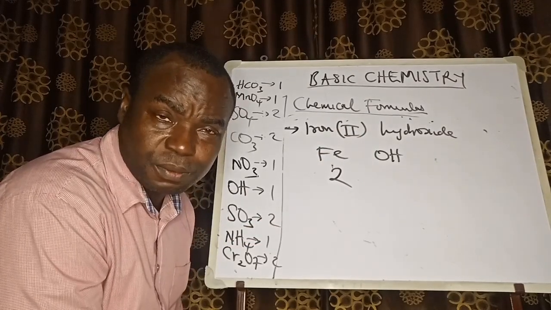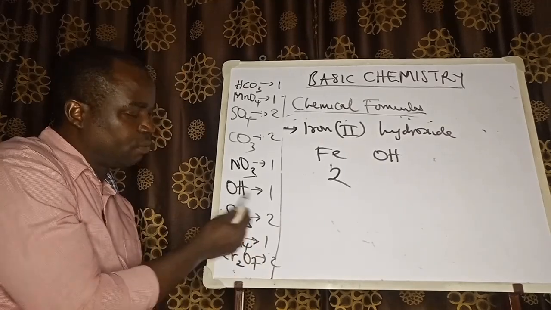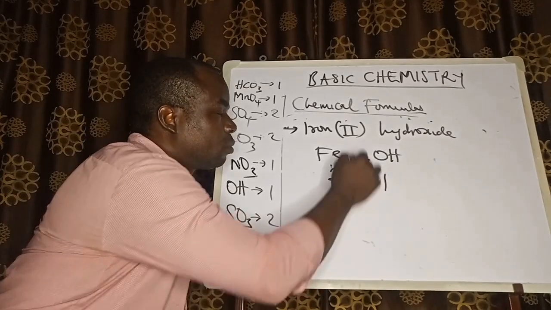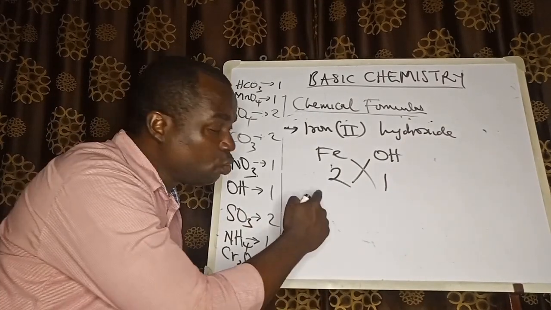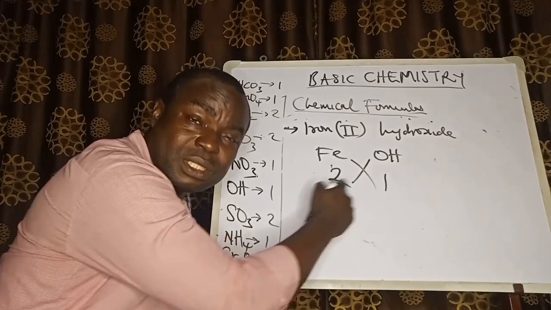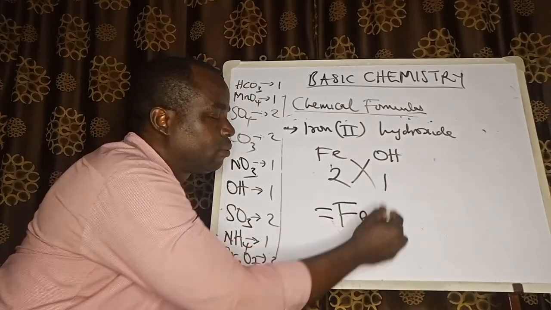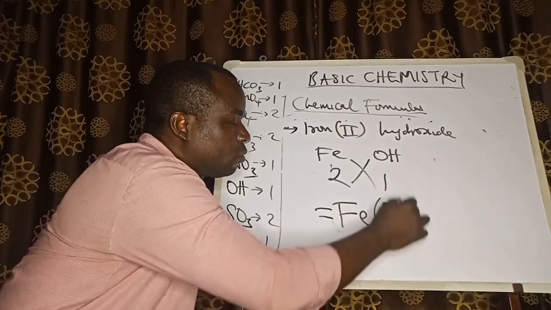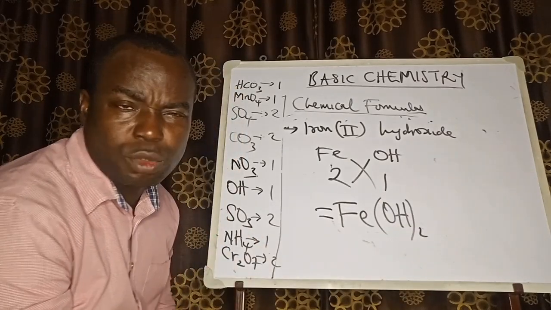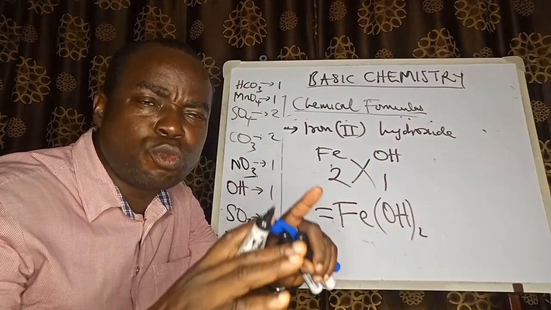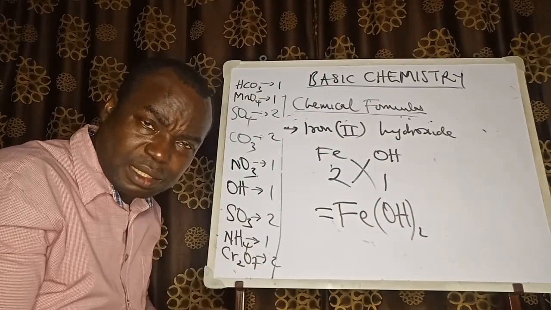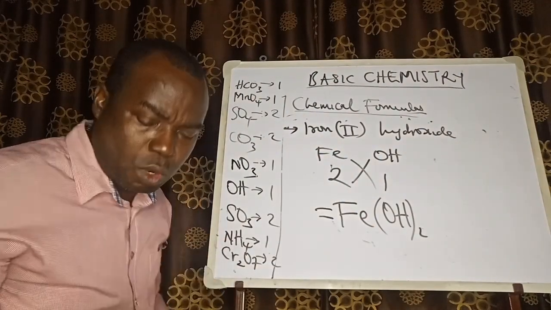Is it clear now? What is hydroxide? Is it already 1? Switch it over. Don't forget to reduce to the lowest term. So it will now be Fe1 (OH)2. Remember to put any radical, any group of atoms, in the bracket. Do you understand this? Now let me show you another one.